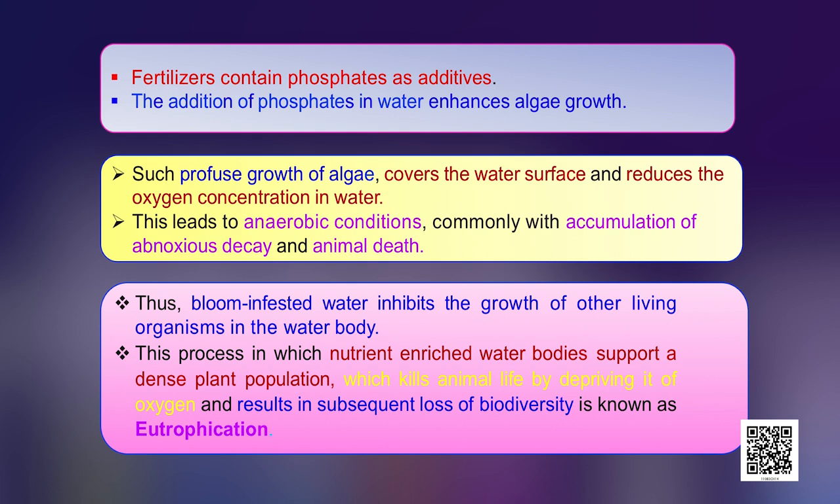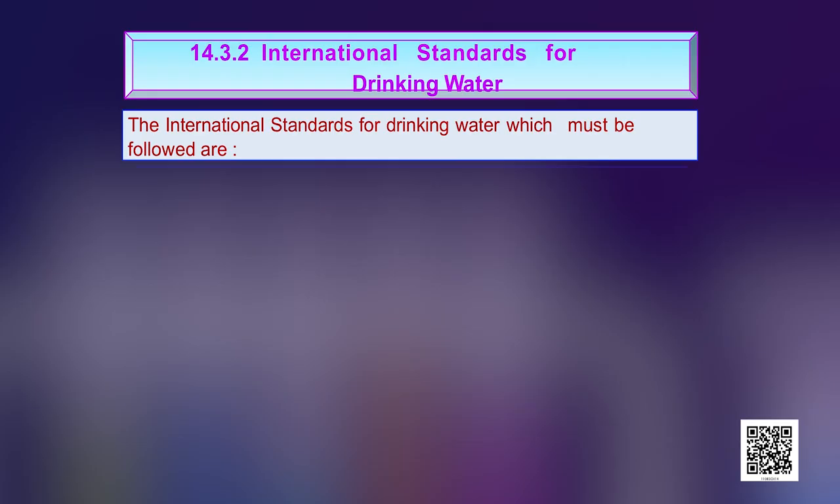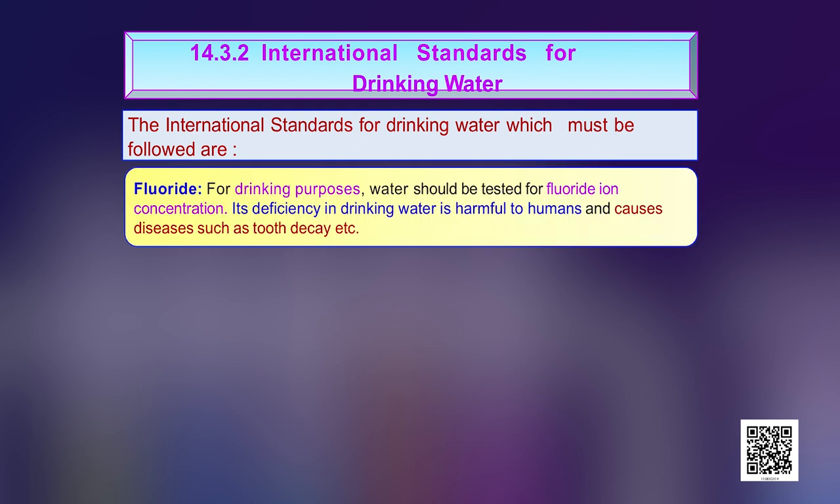This process, in which nutrient enriched water bodies support a dense plant population, which kills animal life by depriving it of the oxygen and results in the subsequent loss of biodiversity, is known as eutrophication. At this stage, it will be important for you to know about the international standards for drinking water. These are very important. We will discuss the fluorides first.